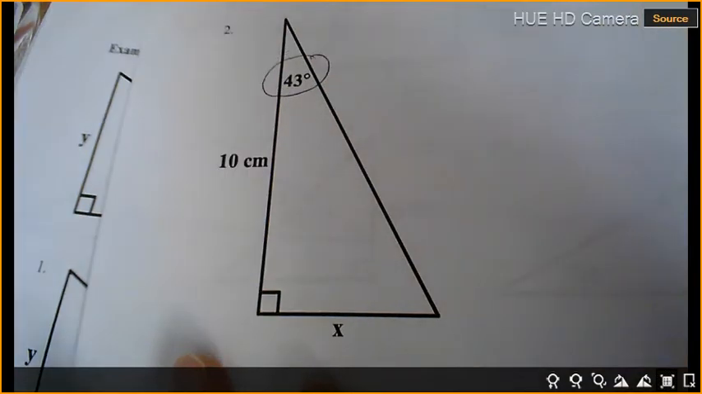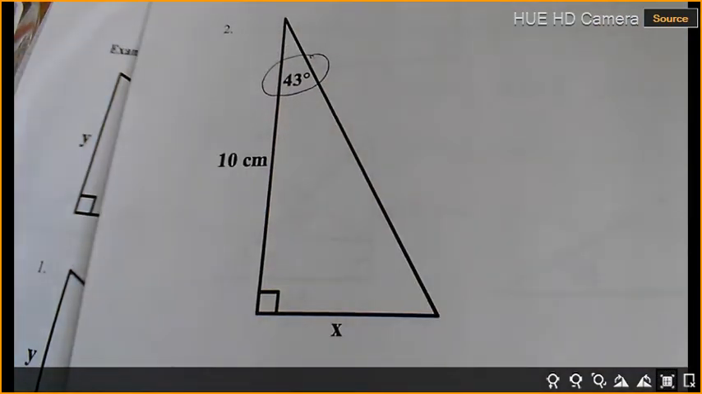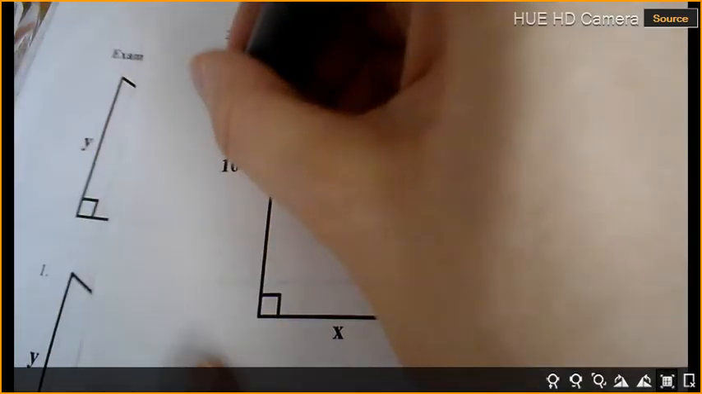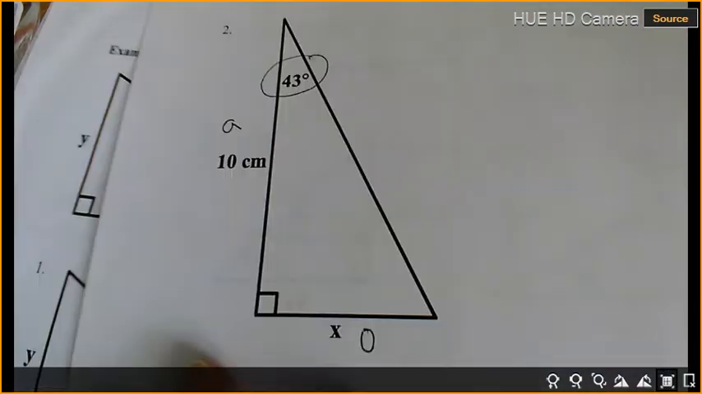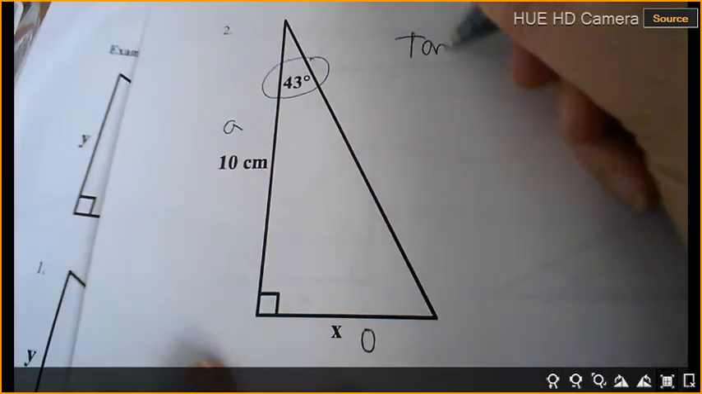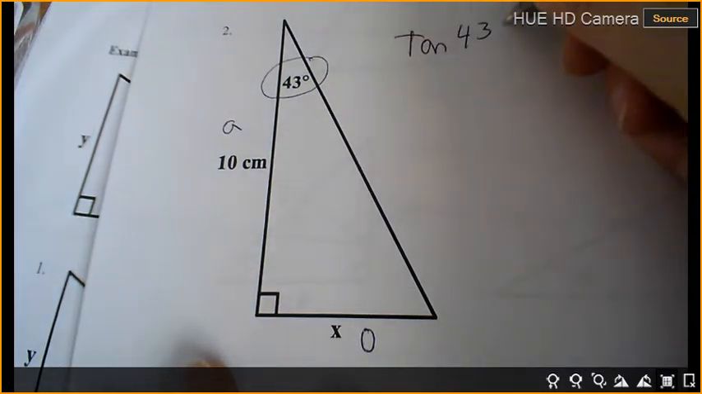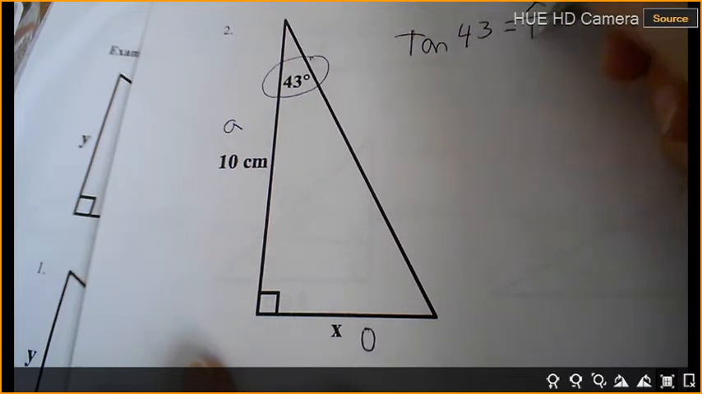43 degrees, right? What is 10 to 43 degrees? Is it opposite, adjacent, or hypotenuse? Adjacent. And what is X? Opposite. Okay, which one, sine, cosine, or tangent, has an O and an A with it? If we look at SOHCAHTOA, which one has an O and an A? Tangent. So we're going to go tangent 43 equals opposite, which is X, over adjacent, which is 10.